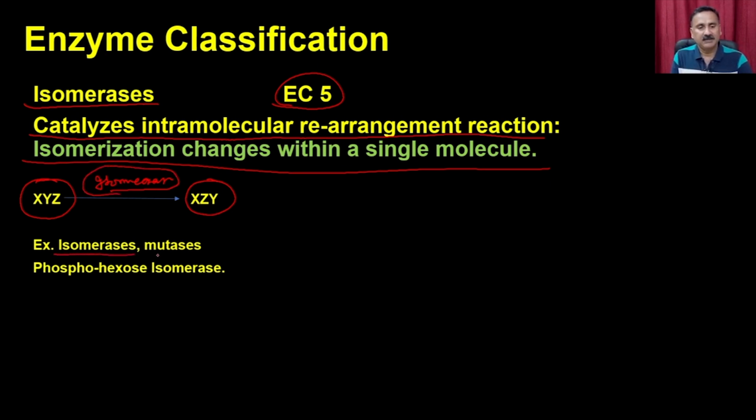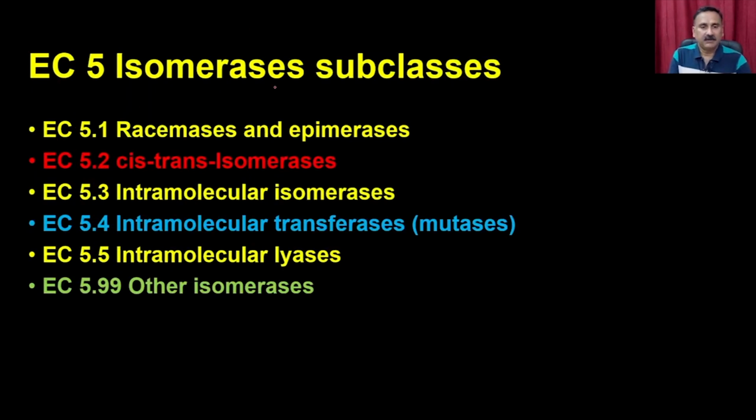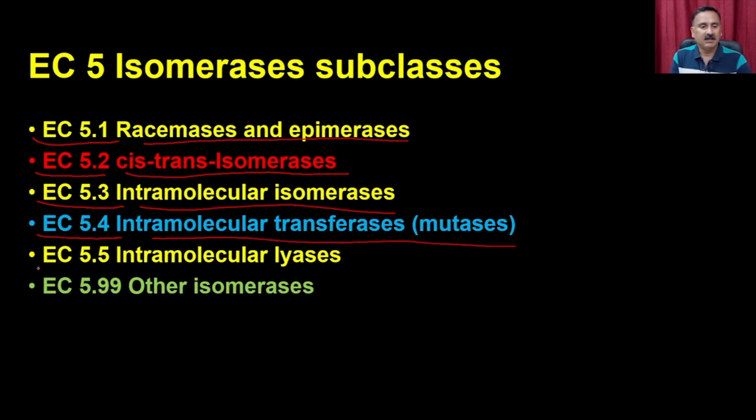Examples are isomerases and mutases. For example, phosphohexose isomerase. Phosphohexose isomerase is going to catalyze isomerizations. Isomerases can be further subclassified. For example, EC 5.1, which are the racemases and epimerases, EC 5.2, the cis-trans isomerases, EC 5.3, intramolecular isomerases, EC 5.4, the intramolecular transferases, EC 5.5, the intramolecular lyases, and EC 5.99, the other isomerases.